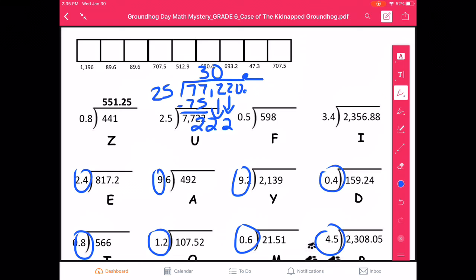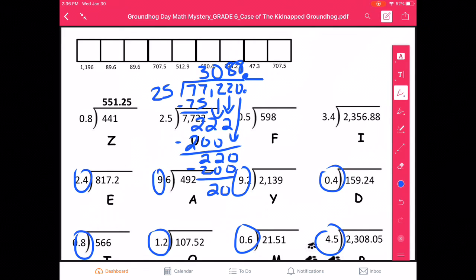And then my next value, I believe, would be 8, because 25 times 8 is 200, or if you think of it like quarters, if I have 8 quarters, I have $2. And then I'm going to subtract 200, I'll be left with 22. Bring down my last digit, which is a 0. And then ask myself how many 25s go into 220. Again, my answer would be 8.